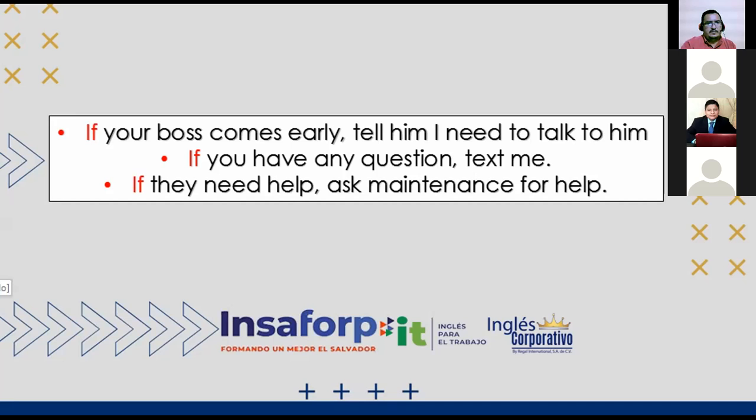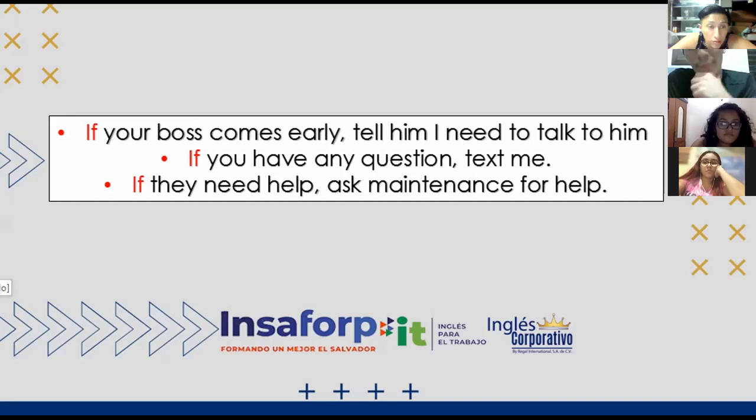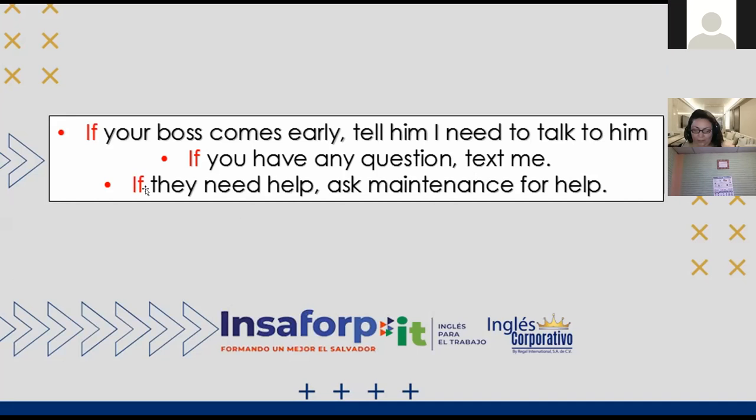Present simple. Both phrases are in present simple. If they need help, ask maintenance for help. Okay, give them like an instruction. In our workplaces, we use this a lot.